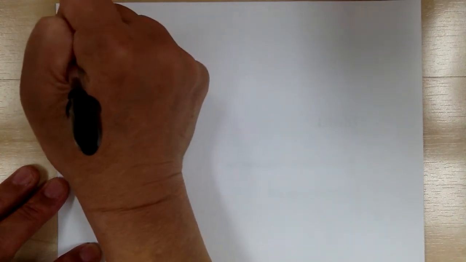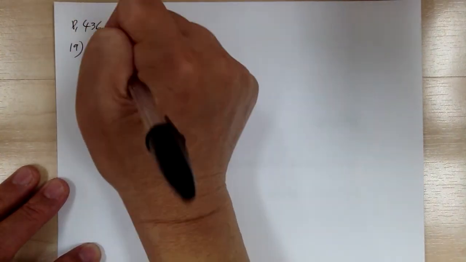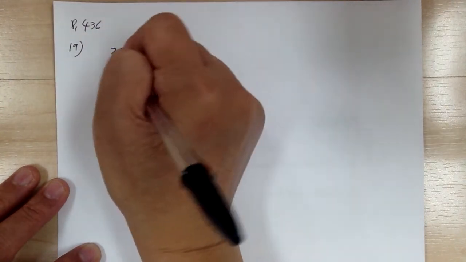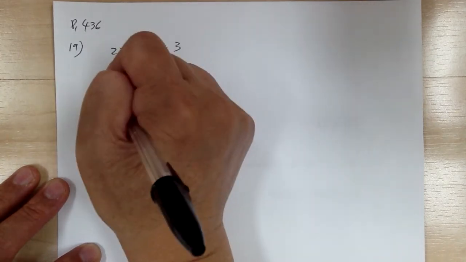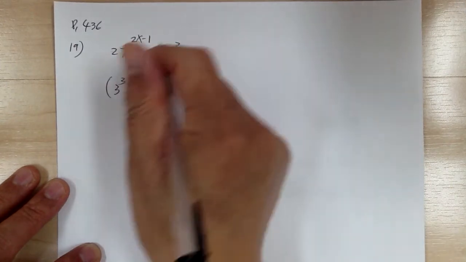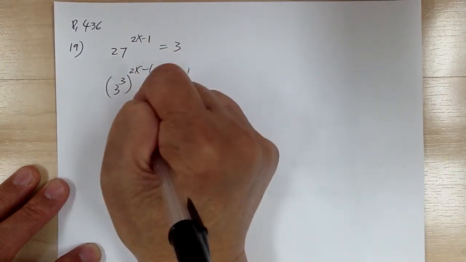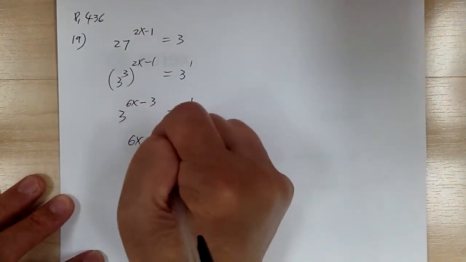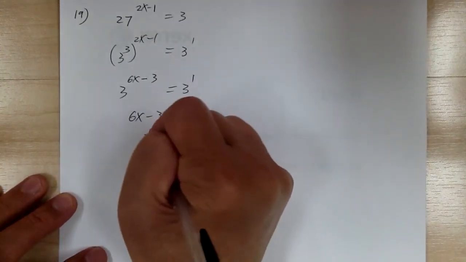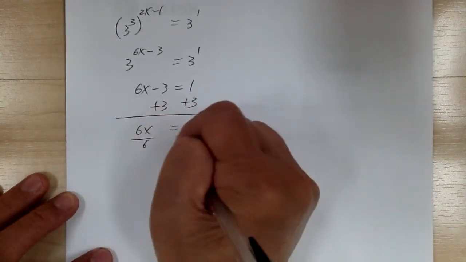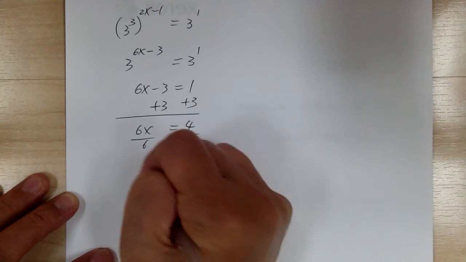Okay, next one. You've got 27 to the 2x minus 1 equal to 3. Let's make the lowest base possible, so make them the same base. It'll be 3 cubed to the 2x minus 1 equal to 3 to the 1. Multiply out. So you've got 3 to the 6x minus 3 equal to 3 to the 1. Match it up. So you've got 6x minus 3 equal to 1. Plus 3 on both sides, so you've got 6x equal to 4. Divide by 6, divide by 6. So x equal to 2 over 3.